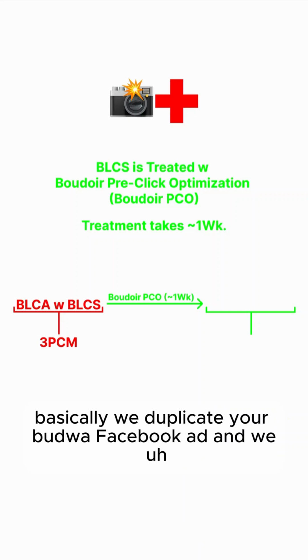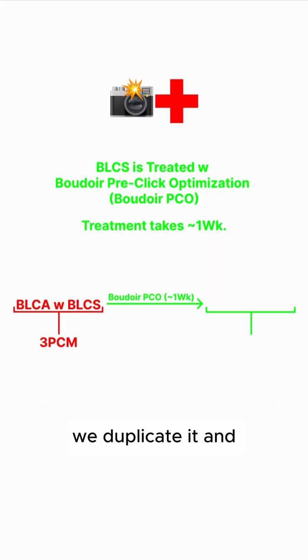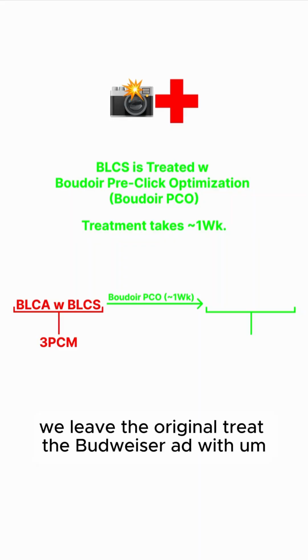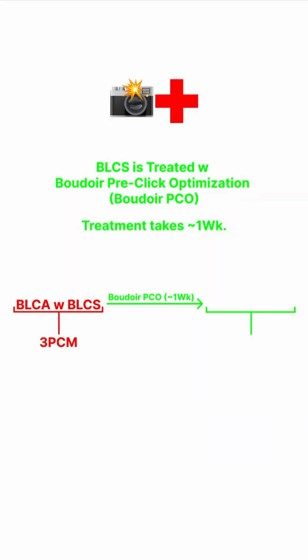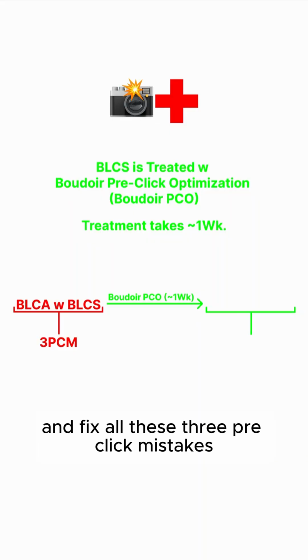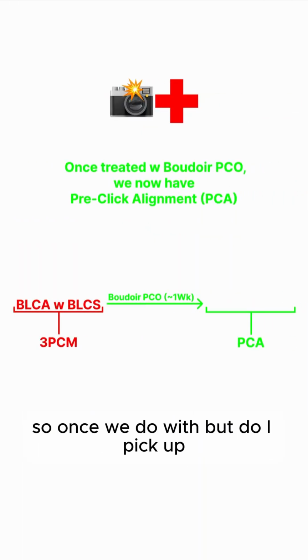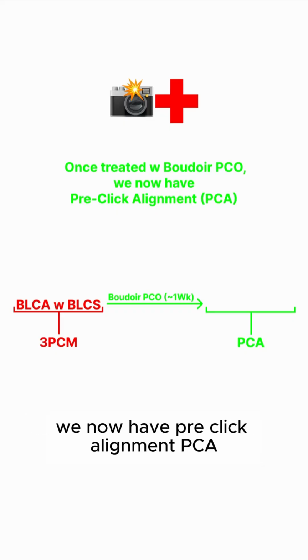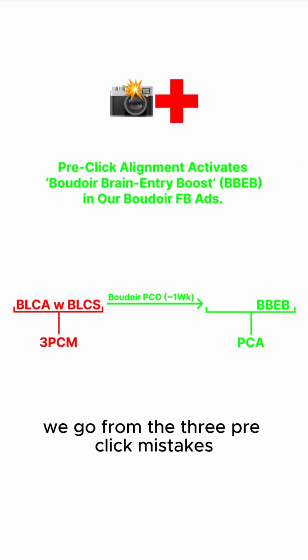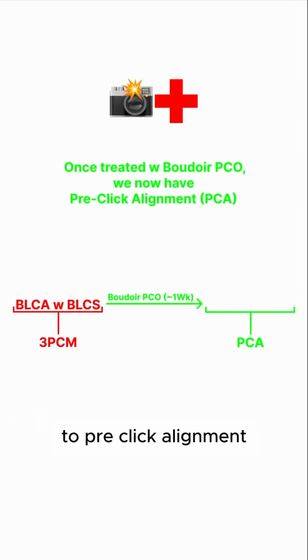Basically, we duplicate your Boudoir Facebook ad, and we treat the duplicated ad with Boudoir PICO. We leave the original. Treat the Boudoir PICO ad and fix all these 3 pre-click mistakes. So once treated with Boudoir PICO, we now have pre-click alignment, PCA. So we go from the 3 pre-click mistakes to pre-click alignment.